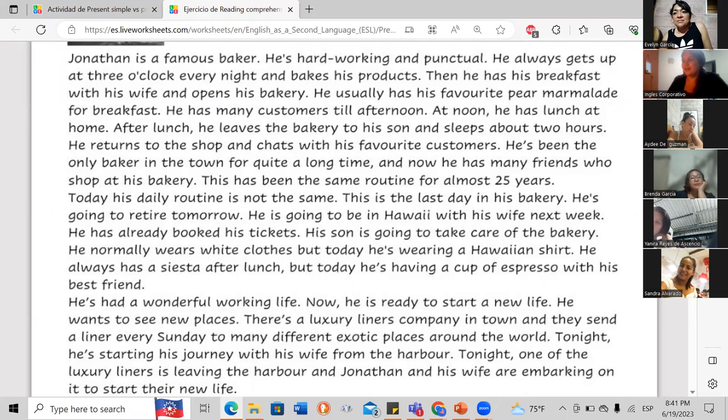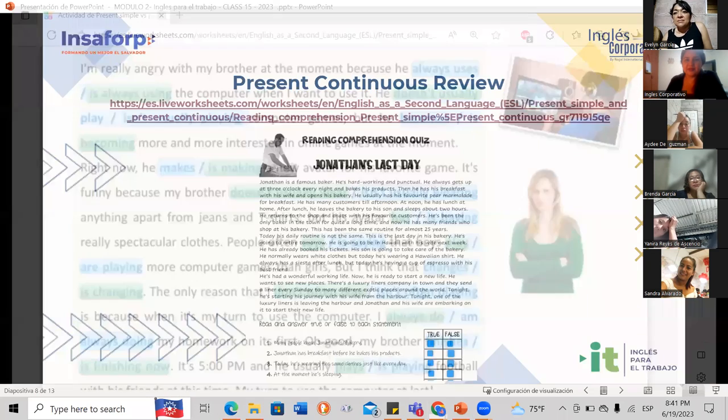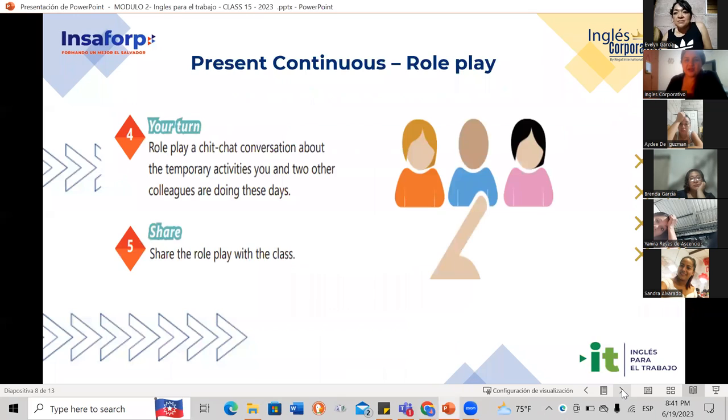Thank you, teacher. Okay, good. Let me see, so everything is okay here. Okay, so we're going to have a role play. But we're going to start today and we're going to do the role plays tomorrow. It is about temporary activities you and your colleagues are doing in these days, okay? Like we already practiced that before.